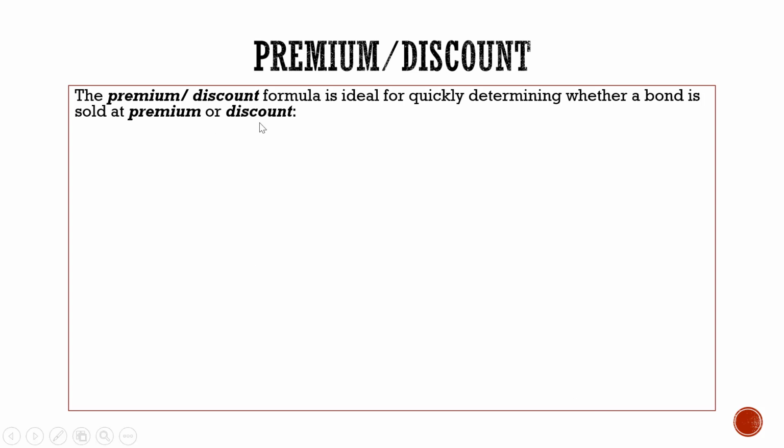So the premium discount formula is ideal for quickly determining whether a bond is sold at premium or discount. Let's recall the formula for the bond price. P is C plus (Cj minus Ci) times An. Here Cj is like Fr. So this term, (Cj minus Ci) times An, is the difference between the price and the redemption value. If this quantity is positive, we said the bond is sold at premium. Otherwise, we said the bond is sold at discount.